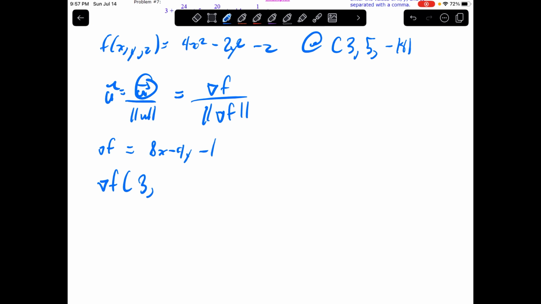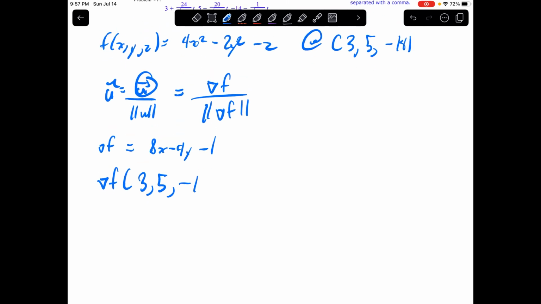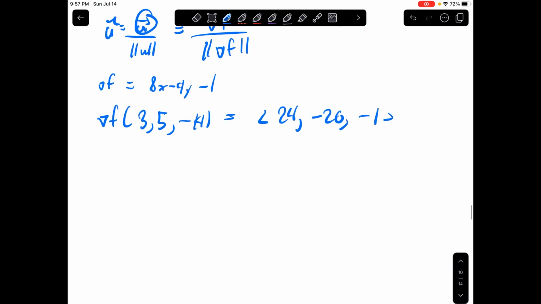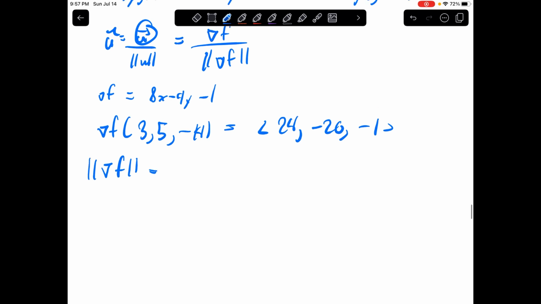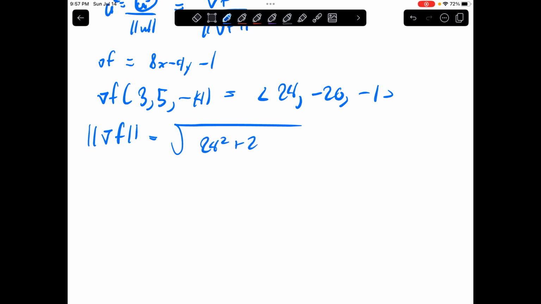We're asked to evaluate at a point, so we have to plug this point in, which will equal 8 times 3, so 24, and then negative 20, and this is still just negative 1. There's nowhere for us to plug it in. Now if we evaluate the norm of our gradient, we get 24 squared plus 20 squared plus 1 squared equals root 977.